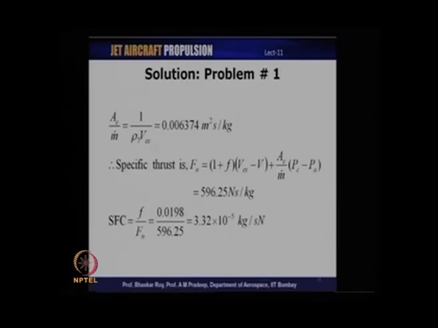So we have calculated the thrust. What is the next parameter to be calculated? That is fuel consumption, specific fuel consumption. So specific thrust we have calculated, and that's basically 596.25 Newton second per kilogram. And the next parameter to be calculated is the specific fuel consumption. We have already calculated the fuel to air ratio. So that divided by the specific thrust will give us the specific fuel consumption. So 0.0198 is the fuel to air ratio, that divided by 596.25. So specific fuel consumption comes out to be 3.32 into 10 raised to minus 5 kilograms per Newton second. And sometimes this is also converted to kilograms per Newton hour, that is multiplied by 3600. But basically I have expressed it in the SI units here.